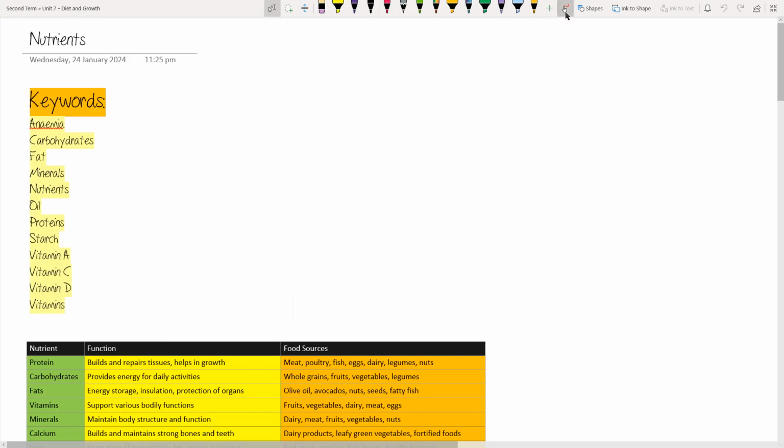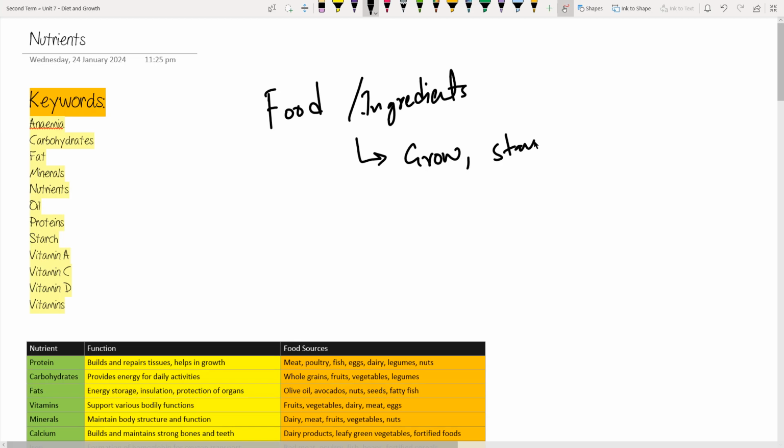When we talk about nutrients, we mean food, or you can say ingredients, that help us grow, stay healthy, and do activities. So this is why we need food or nutrients, because our bodies require energy to do work.